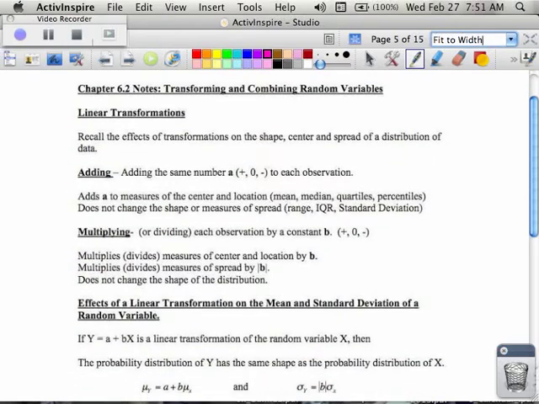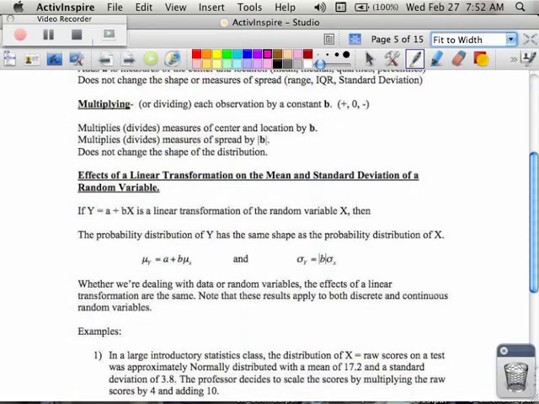continuous random variable again. So in a linear transformation, remember that shape, center, and spread are the things that we're talking about and what happens. So when you add something, positive, negative, or zero, to each observation, you change the mean, median, quartiles, and percentiles, but do not change the shape or the spread. So like your range is not going to change if you added 10 to every score. Your IQR doesn't change, and neither does your standard deviation. And that's what we already learned, but it's applying to this continuous random variable as well.